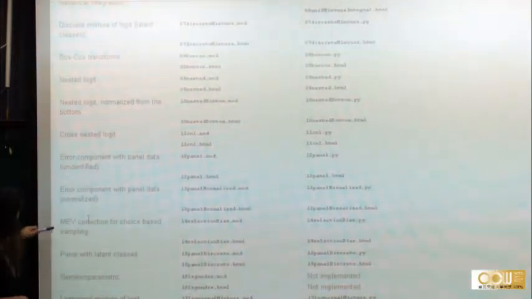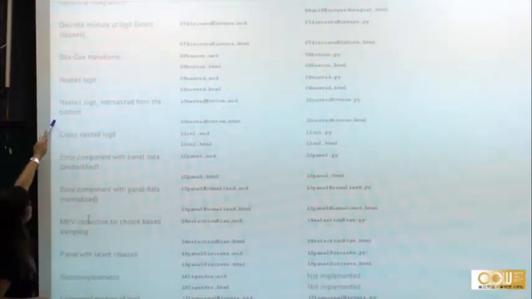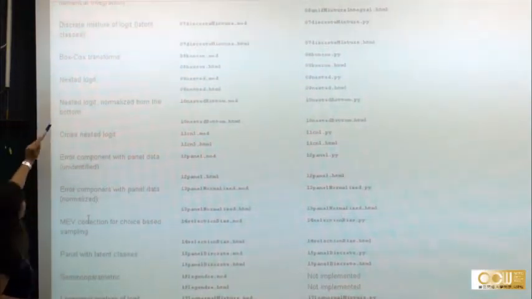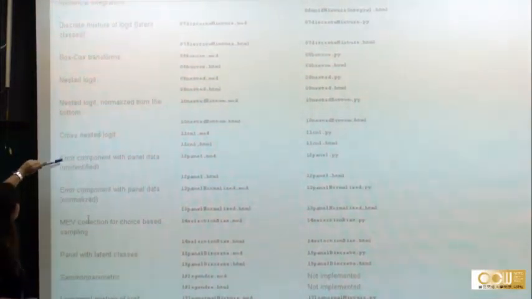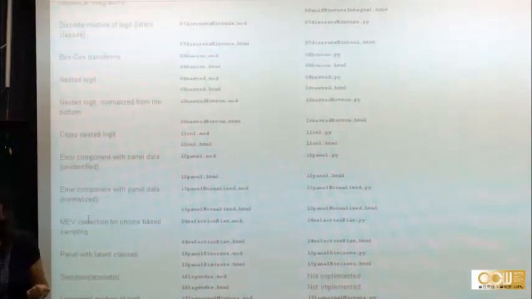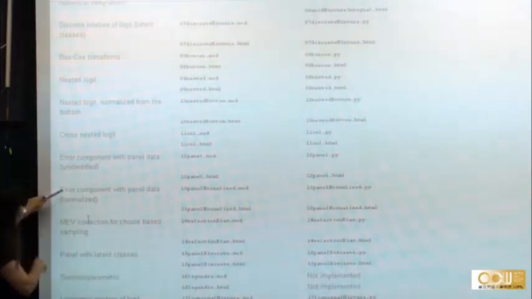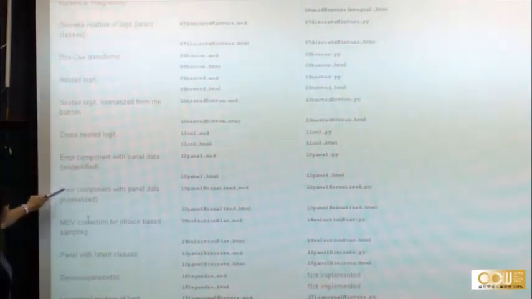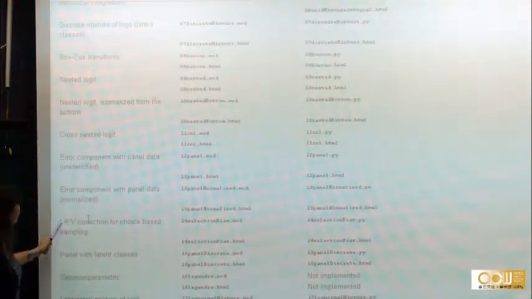Yes, nested logit that we have just seen, nested logit from the bottom. Yes, cross-nested logit, yes, error component with panel data. So this is mixed logit with error component and panel data. Yes, error component with panel data normalized. I don't know what it means. This is mixed logit model with correction for choice-based sampling.